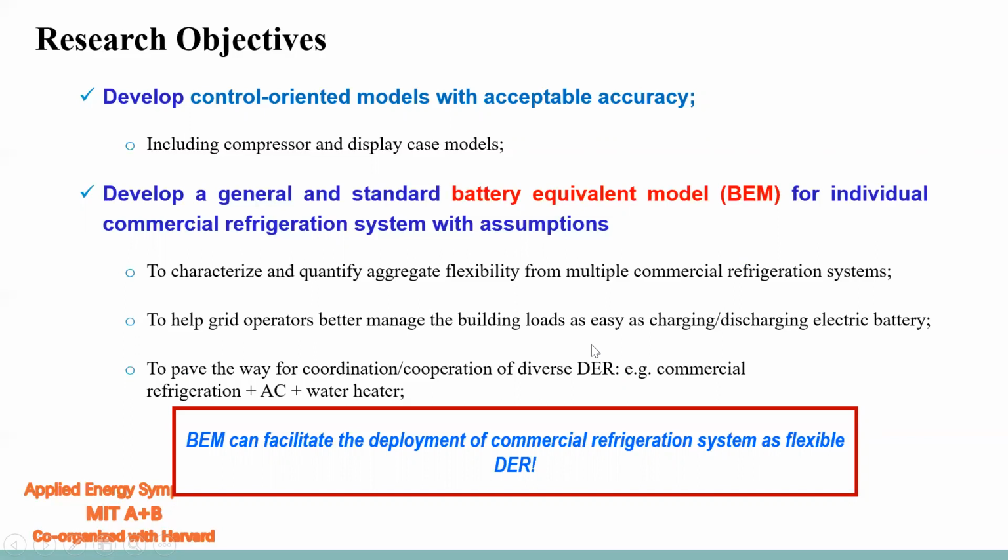For example, multiple types of building loads can be treated similarly as an electric battery, and there is not much need for the grid operator to consider the diverse characteristics and dynamics of individual building loads. So in a word, BEM can facilitate the development of a commercial refrigeration system as a flexible distributed energy resource through bridging the gap between utilities, companies, and the customers.